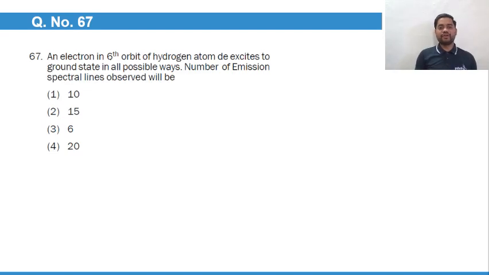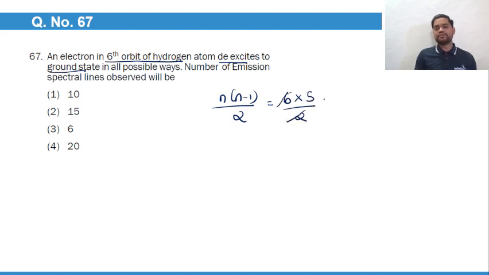67. An electron in the 6th orbit of a hydrogen atom de-excites to the ground state, that means the first orbit, in all possible ways. Number of emissions of spectral lines? Simple. It is n into n minus 1 by 2 emissions. So that is 6 into 6 minus 1, which is 5, by 2. That is how much? 15. Right? So 15 is option number 2. So option number 2 is the right answer.